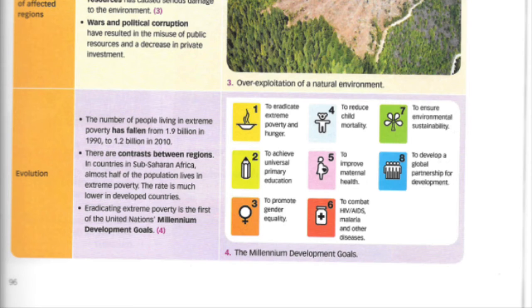Number 1, to eradicate extreme poverty and hunger. Number 2, to achieve universal primary education. Number 3, to promote gender equality. Number 4, to reduce child mortality. Number 5, to improve maternal health. Number 6, to combat HIV and AIDS, malaria, and other diseases. Number 7, to ensure environmental sustainability. Number 8, to develop a global partnership for development.